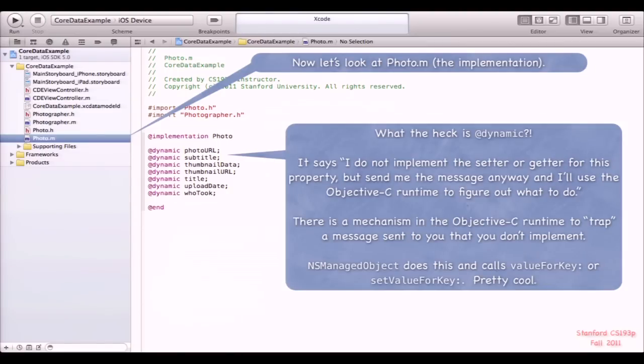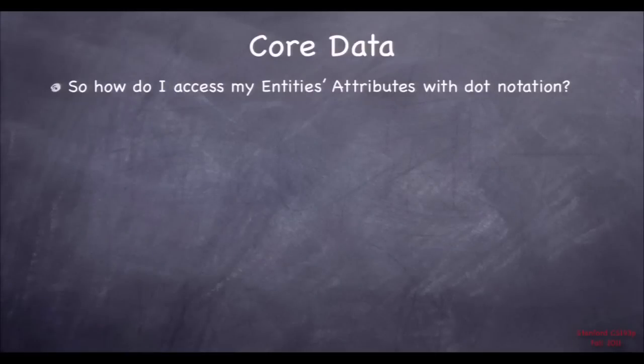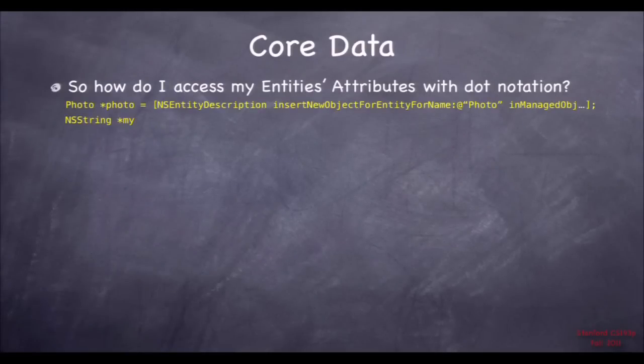Now, one thing is, every time you change your schema, you're going to want to regenerate these files, obviously, because you're going to have new properties or you remove properties or whatever. So that's a little bit of a problem, and we're going to talk about how to fix that in a second. So if I have these photo.m and .h and photographer.m and .h, how do I access my properties?